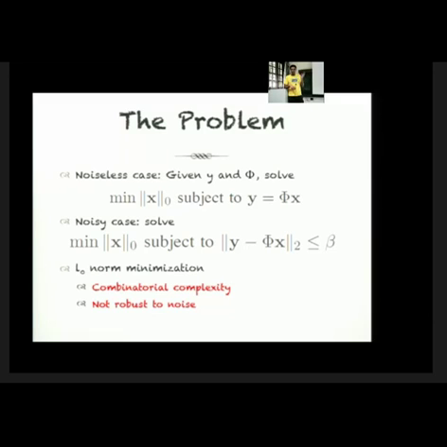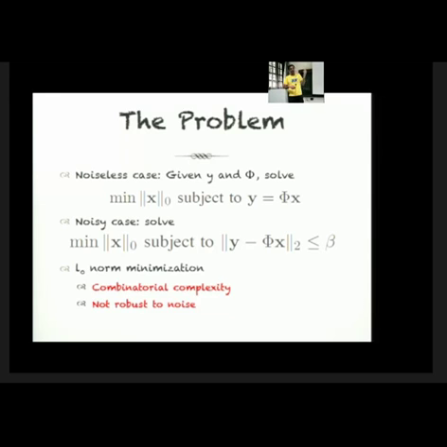But in case they are not proportional to each other, if they're not collinear, they're not pointing in the same direction, then you have to drop the first entry and say, maybe that's not the right one. Let's try the second entry. Suppose the second entry was non-zero, then the second column of phi must match with y, and so on. So you try all the n entries. Suppose none of them work, then what you have to do is to try the first two entries together.